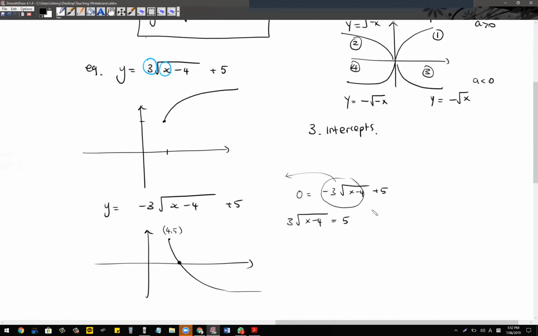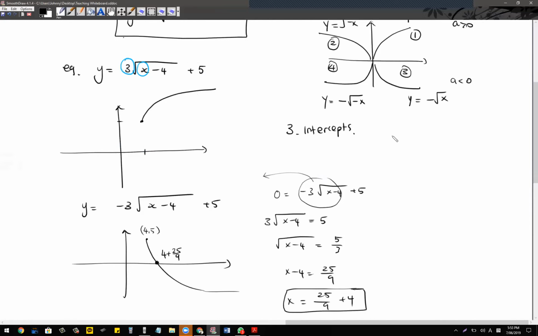Some people choose to move 5 over there, then you get negative 5 equals negative, so there are too many negative signs. I just try to avoid that. You get this, and then square both sides, 25 over 9, so that's 25 over 9 plus 4. That's that value there. Okay, so that's the end of the graph.